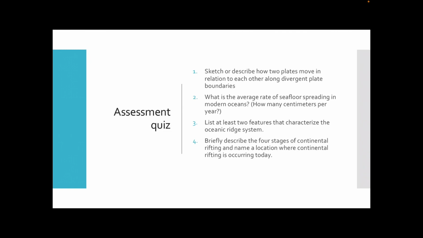All right, after that, we are going to do our assessment quiz. You are going to sketch or describe how 2 plates move in relation to each other along divergent plate boundaries. Next, you're going to say what the average rate of seafloor spreading is in modern oceans. In other words, how many centimeters per year does seafloor spreading occur? Next, you're going to list at least 2 features that characterize the oceanic ridge system. And then you're going to briefly describe the 4 stages of continental rifting and name a location where continental rifting is occurring today. That can be at any stage of continental rifting 1 through 4.